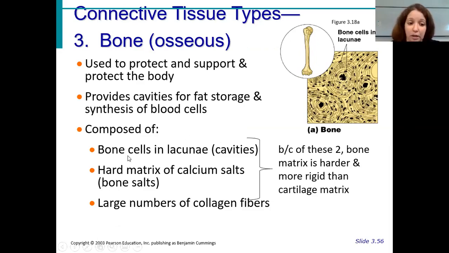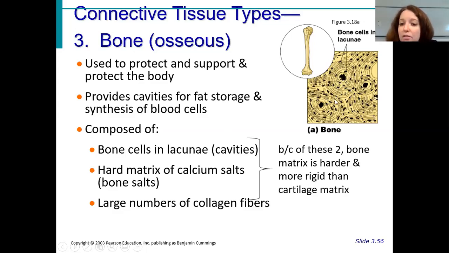So you have your blood cells, your bones, your osteocytes are still in lacunae, and they're these little black spots that are going around this structure here. They're stuck in these little lacunae. A hard mixture of matrix of calcium salts, right, because bone is made of calcium, and a large number of collagen fibers. Because of the calcium salts and the lacunae, bone is much more rigid.